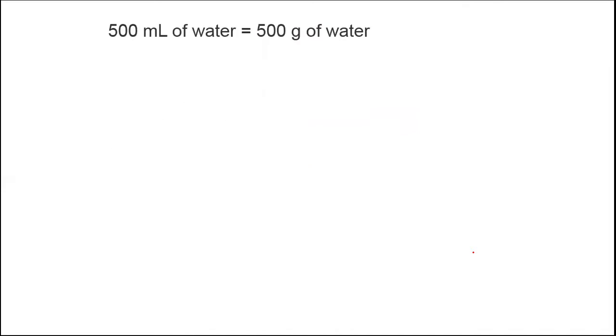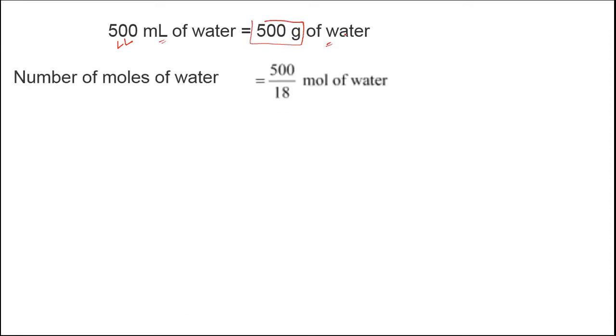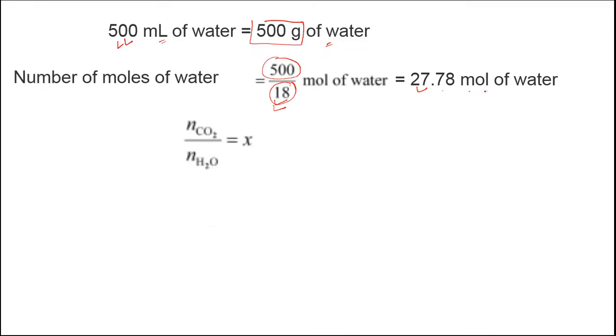Now, we know the volume of water given is 500 ml. As you know, the density of water is 1. That is why 500 ml is equal to 500 gram of water. Now, the number of moles of water is the weight of water divided by the molar mass of water. The net value of the number of moles comes to be 27.78 mole of water.